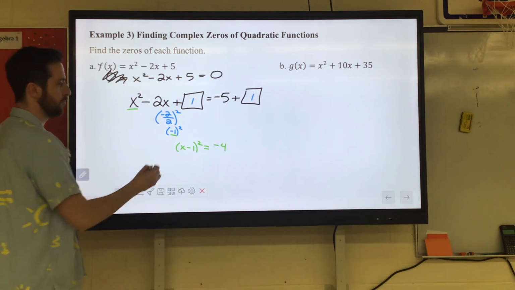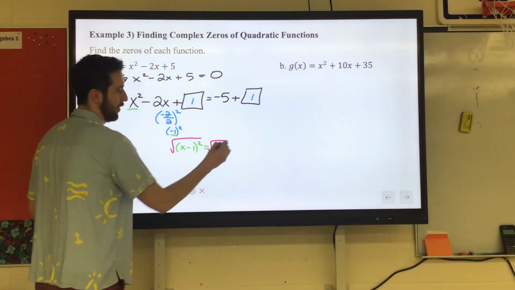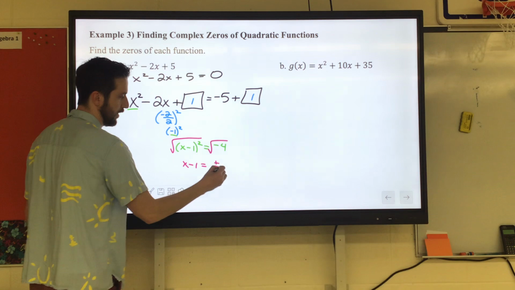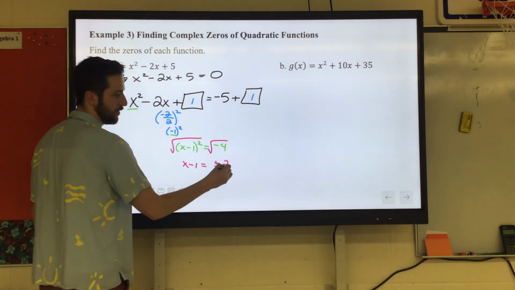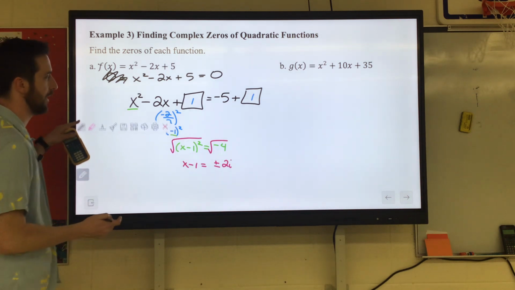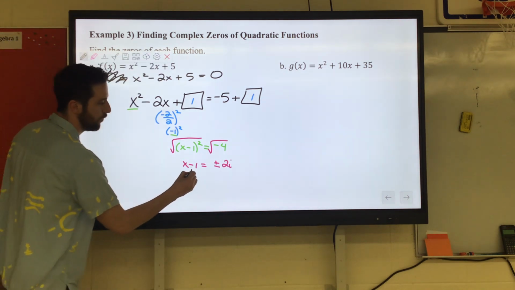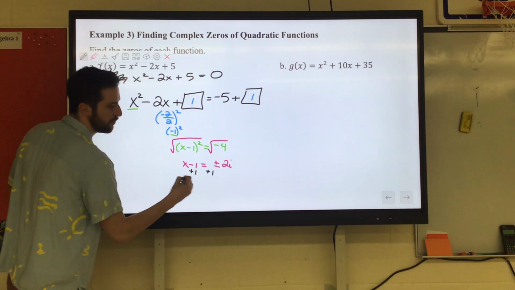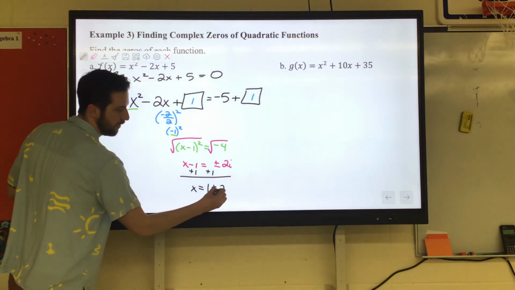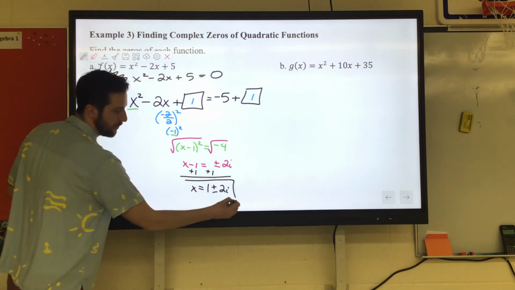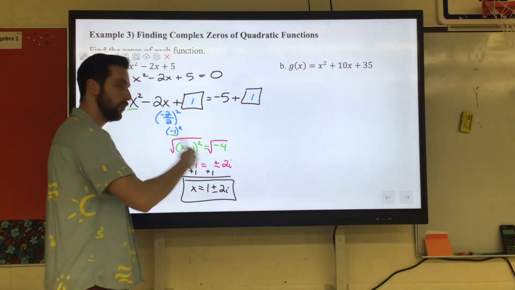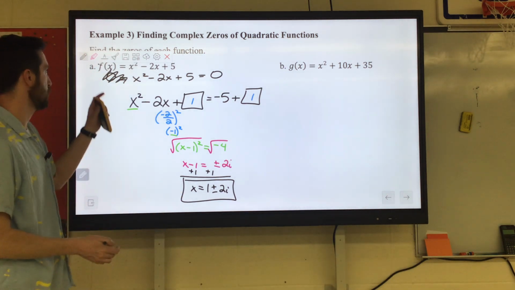Now we square root both sides. X minus 1 equals, we have to say plus or minus, square root of negative 4 we say is 2i. And then there's just one step. We just have to get rid of this minus 1 over here. So we'll add 1. And we're going to put it in front of the plus or minus there. So we'll have x equals 1 plus or minus 2i. And again, that shows two solutions. That shows 1 plus 2i is a solution, and 1 minus 2i is a solution.